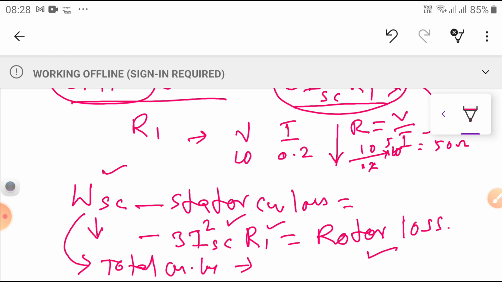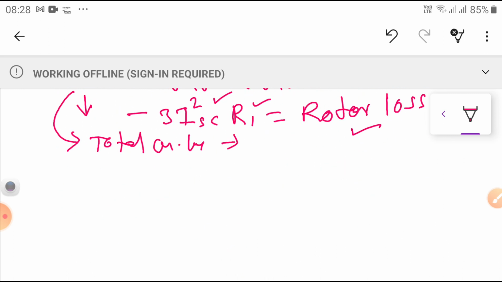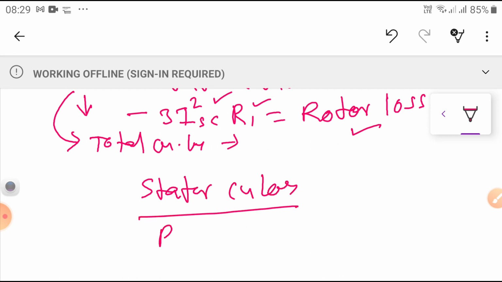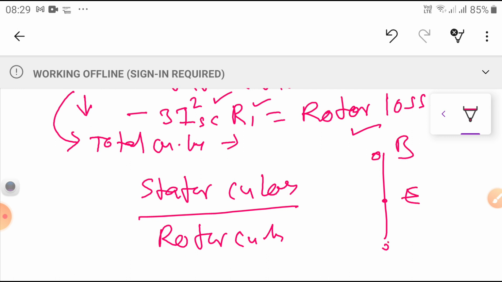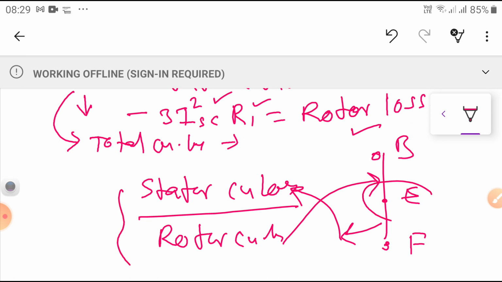So based on these losses, I know the stator copper loss and rotor copper loss. So I can divide this line. What is the value? B and E, and this is F. So this indicates the stator losses, and that indicates the rotor copper loss. Based on this proportion, I am going to locate the E point in the case of a squirrel cage induction motor.